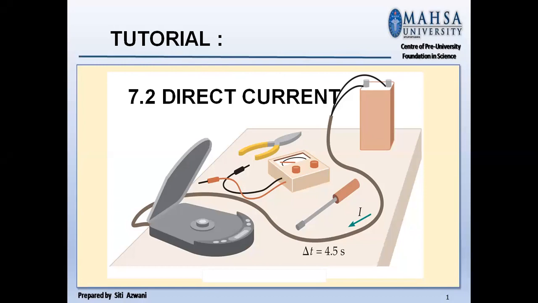Previously we already discussed topic 7.1, electric current. So today we will go to the new tutorial, which is 7.2 direct current. I hope that you already tried the questions from this topic so that it's easy for you to understand and can help you to complete the answers for this tutorial. First, let's look at the questions for this topic.